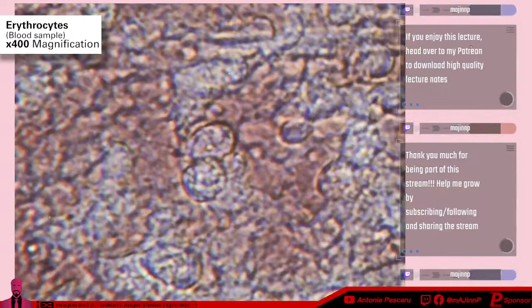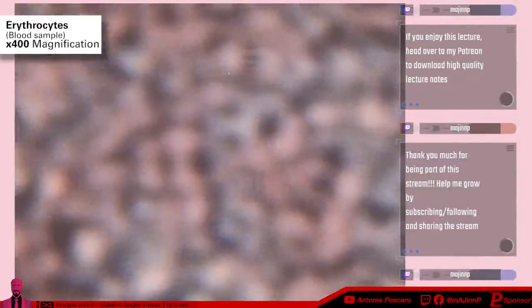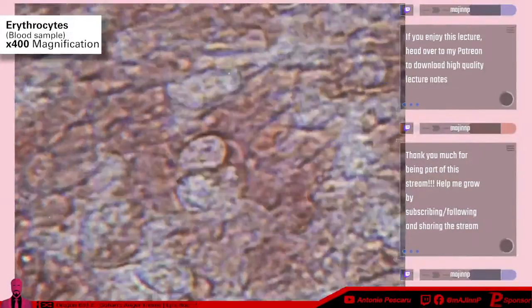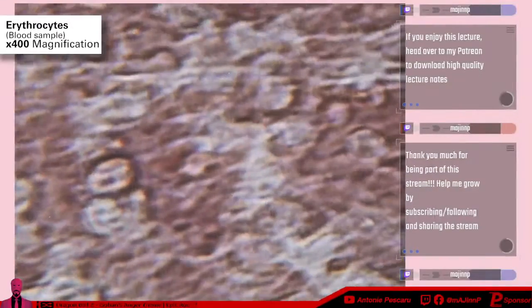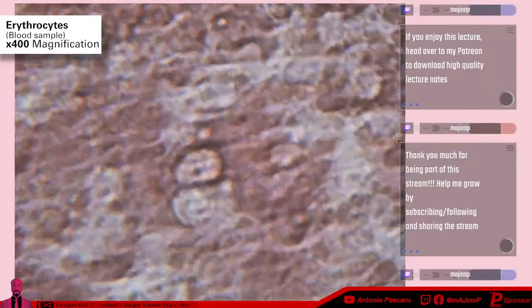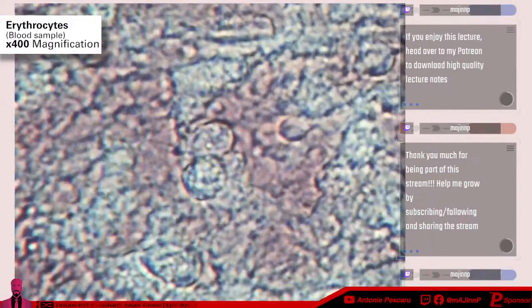And here you can really see it clearly. You can clearly see the changing of the shape, how the red blood cell flexes its shape to go through. And that's basically what occurs in tight spaces in the capillaries for the red blood cell.